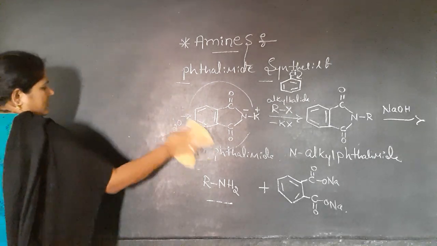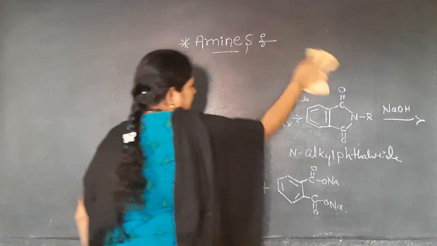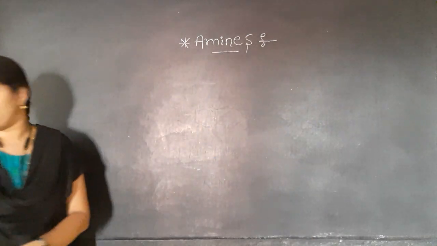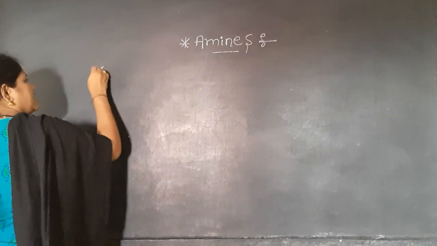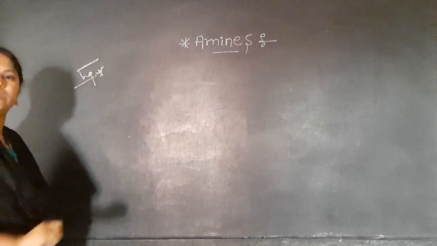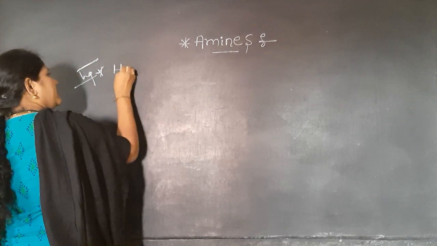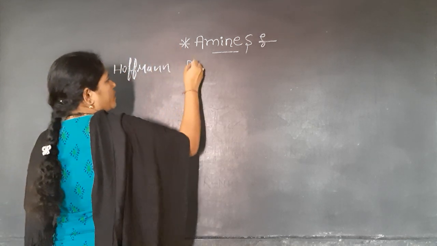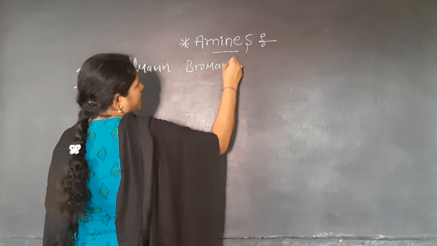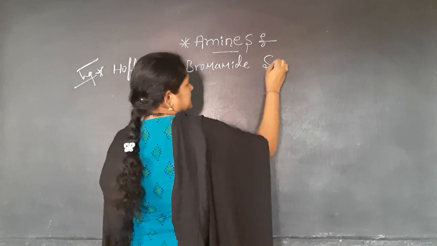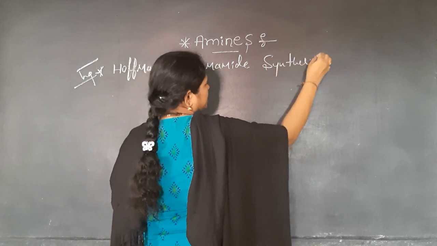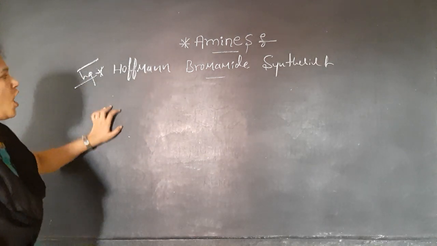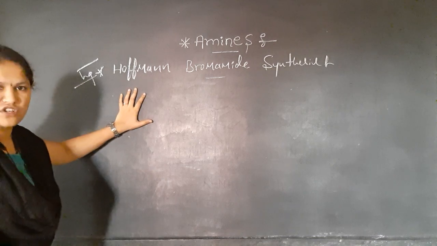And next is the remaining topic, the Hoffmann bromamide degradation reaction. It is the last reaction in the NCERT for the preparation of amines, also a named reaction and a very important one. Many times in the board as well as the annual and entrance examinations, this question is asked. Hoffmann bromamide synthesis reaction or degradation reaction. Here bromamide is the keyword, you have to focus on this. Why? Because this reaction is again for the preparation of primary amines.